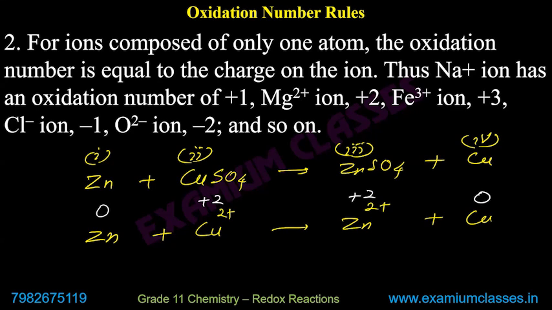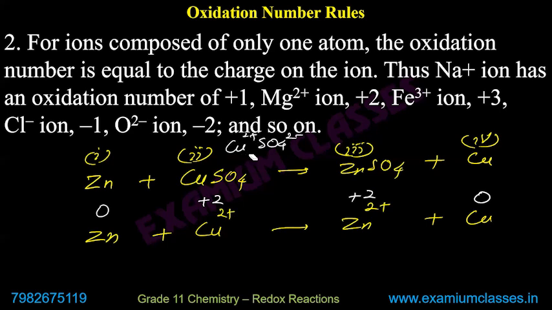Sir, actually, sulfate was given in CuSO4 and ZnSO4. That's why I got confused. Right. So that's the way you will find the answer, because CuSO4 is actually Cu2+ and SO4 2-. So if I ask the oxidation state of copper, you will consider it as Cu2+.